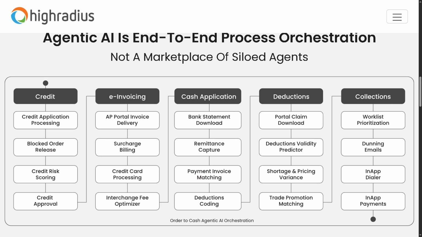And last here is going to be collections. This is all about accounts receivable and collections management. It automates reminders, follow-ups, and customer communications for overdue invoices, prioritizing accounts based on risk, outstanding amount, and payment history. It boosts cash flow by ensuring timely collections while maintaining good customer relationships.